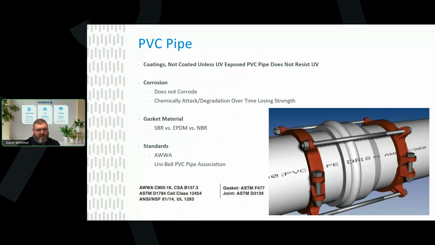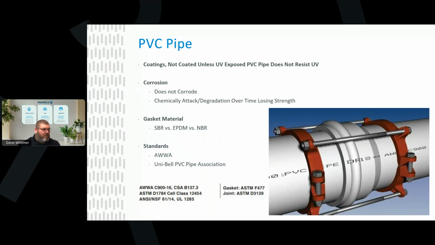So it is corrosion resistant, being a plastic, but it is susceptible in some cases to chemical attack or degradation over time, losing its strength. They call it impregnating of the plastics. It's more important to know if you're going through areas with contaminated soil. In most cases, it's not a concern, but I'm sure over many years the chlorine concentrations can also wear on it at times. You need to be aware of your gasket materials.